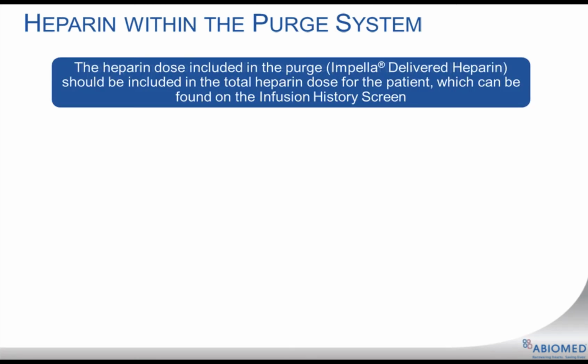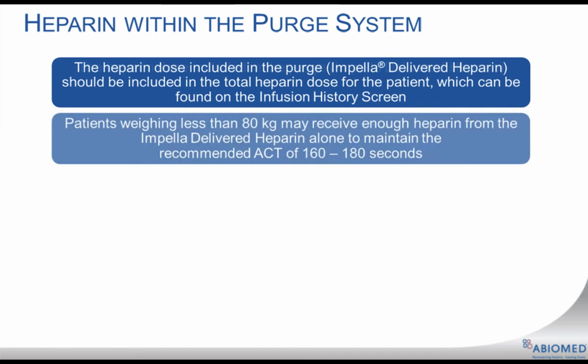While caring for a patient with an Impella device, it is important to account for the heparin that is delivered through the purge system. This dose can be found on the automated Impella controller by switching to the infusion history screen on the display menu. An ACT of 160 to 180 seconds is recommended for all patients while on Impella support.